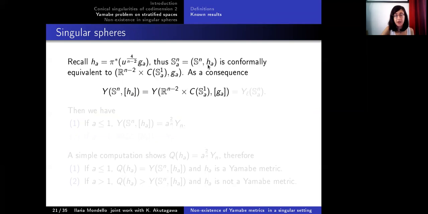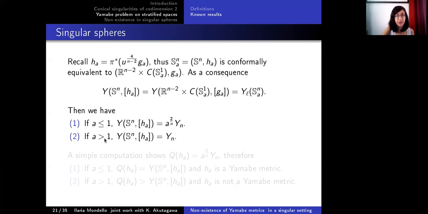But now the singular spheres are manifolds with simple edges of codimension 2. And the previous result tells you that the local Yamabe constant is exactly equal to the Yamabe constant of this singular R^n. So here we are in the case of equality between the Yamabe constant of the singular sphere and the local Yamabe constant of the same space. And now, if a is less than 1, you have this value for the Yamabe constant of the singular sphere, and if a is bigger than 1, then you just get the Yamabe constant for the smooth sphere.